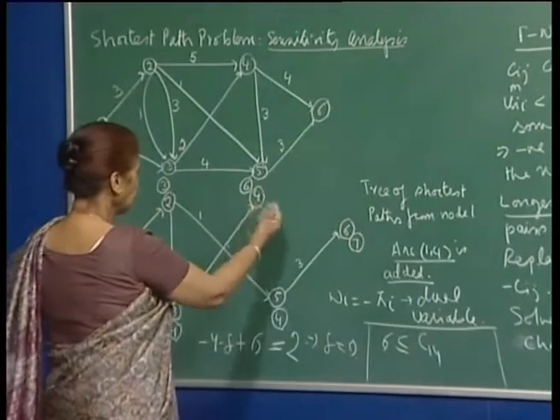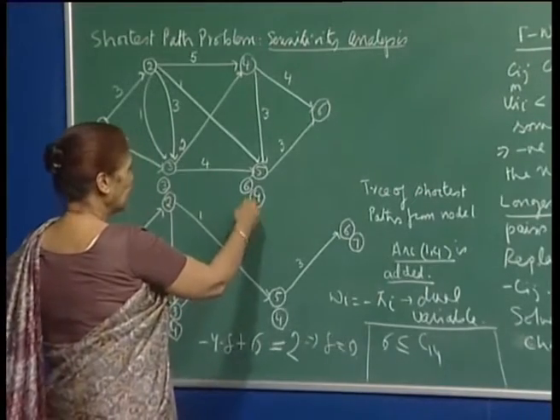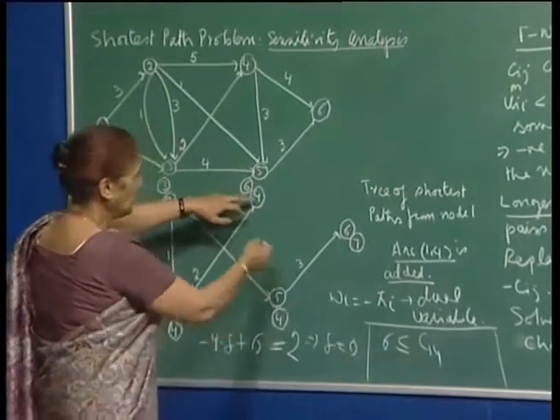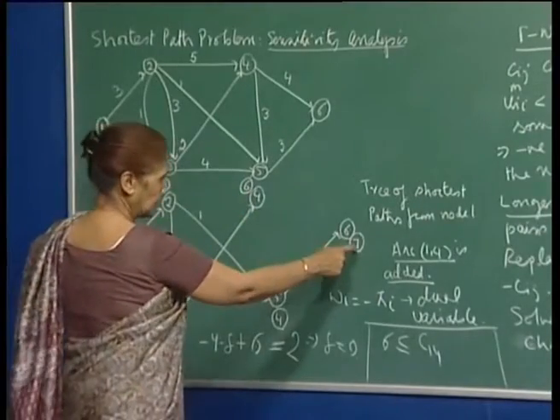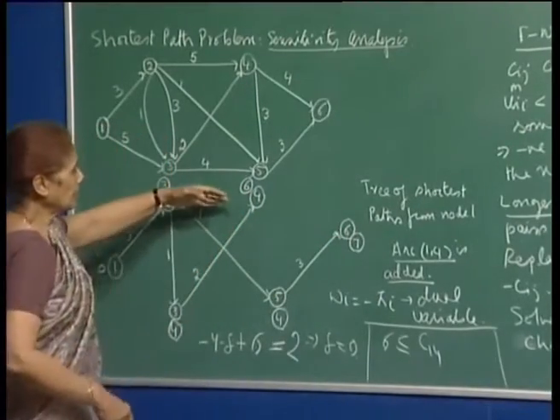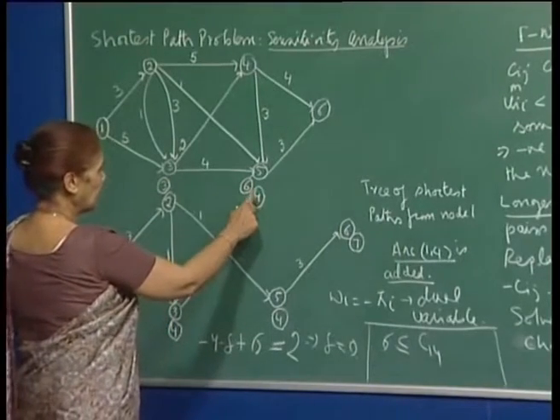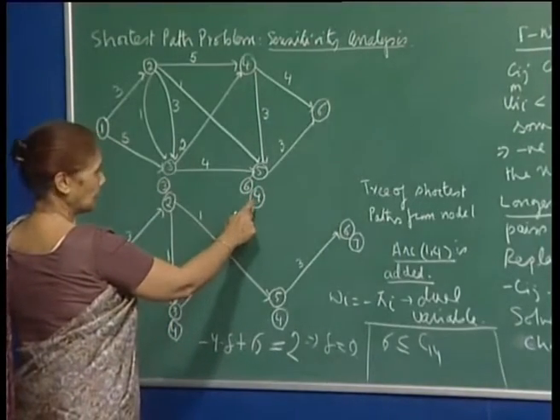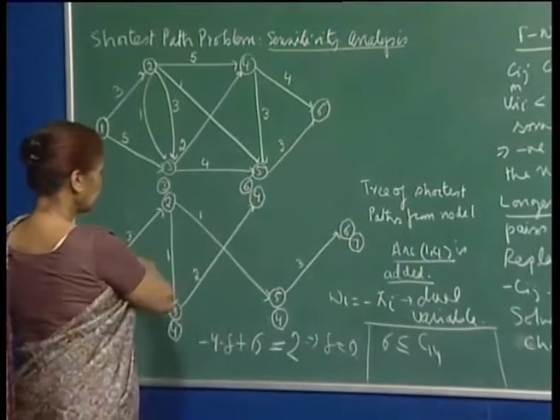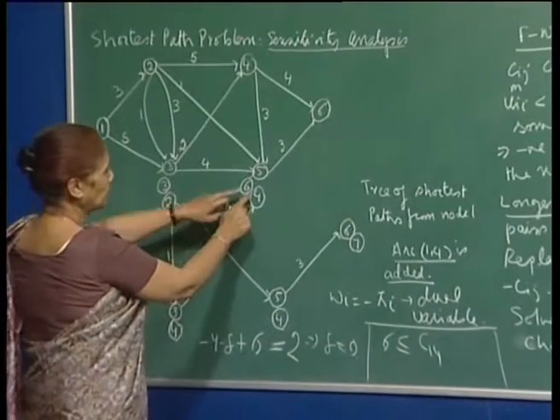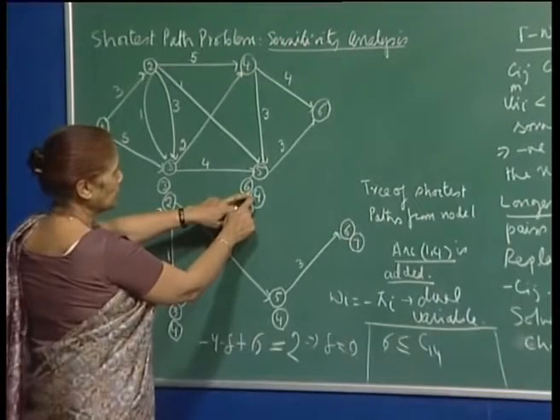Of course, this arc 14 will not figure in the shortest path from 1 to 6, but what I am trying to point out is that suppose arc C14 is added and the cost is 5, then you would have added this arc and the path length up to here is 5, right.